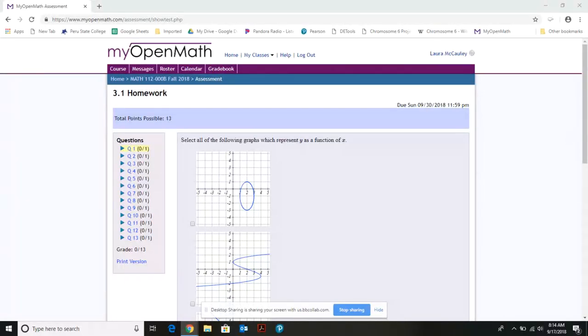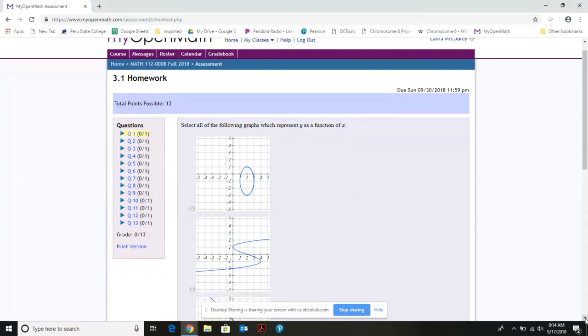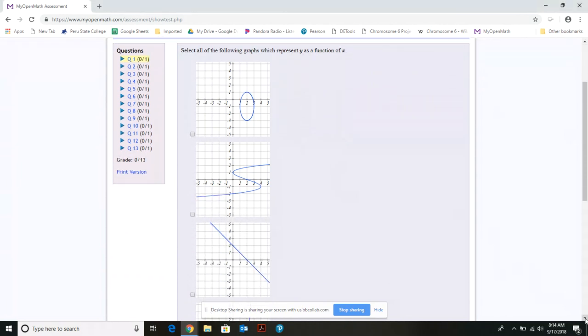Right, so we're just going to try this out. I was just going to look over the 3.1 homework. So in 3.1, we are talking about functions.